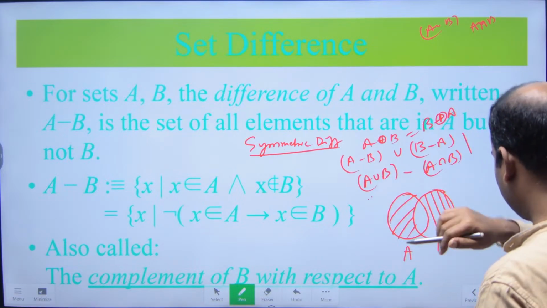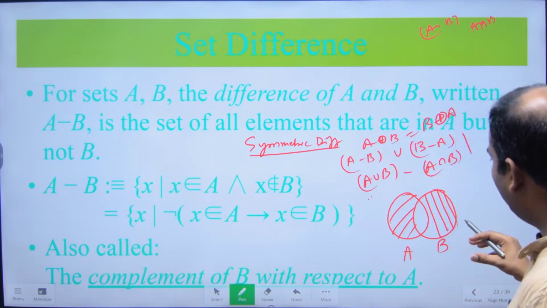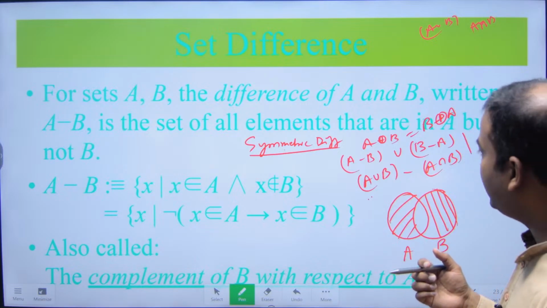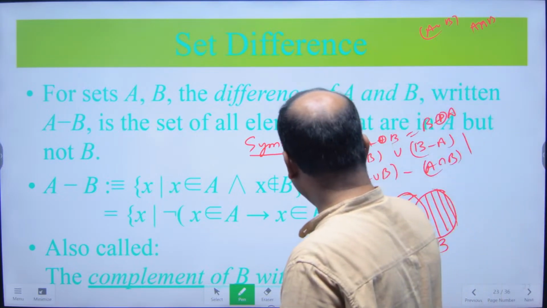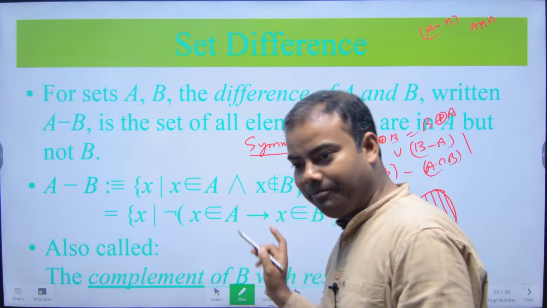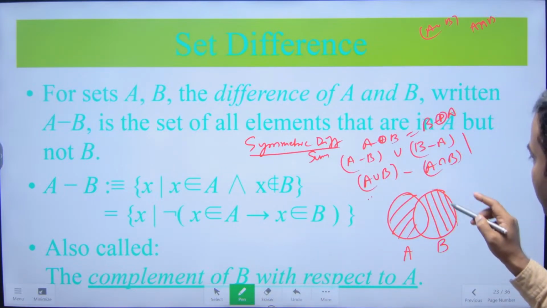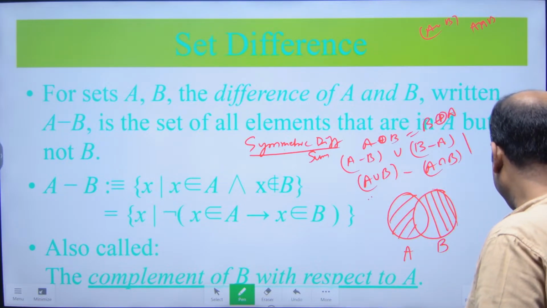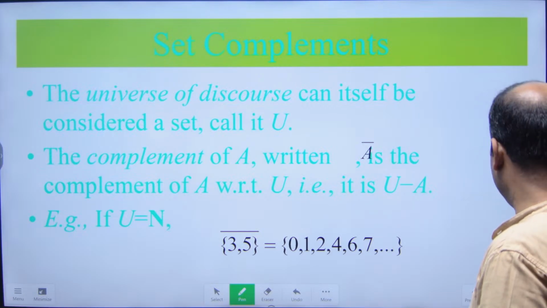So this is when both are different. Actually this is sum, A and B. So you can say that symmetric difference and symmetric sum are same thing. That is A minus B union B minus A. Okay. Set complements, you know.